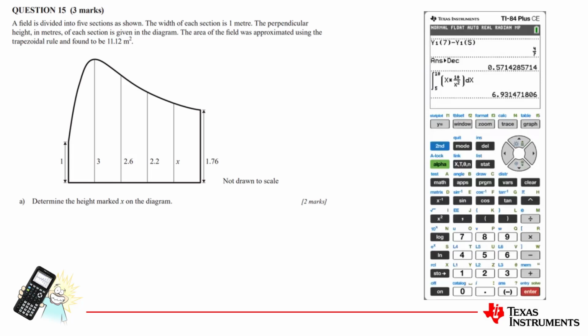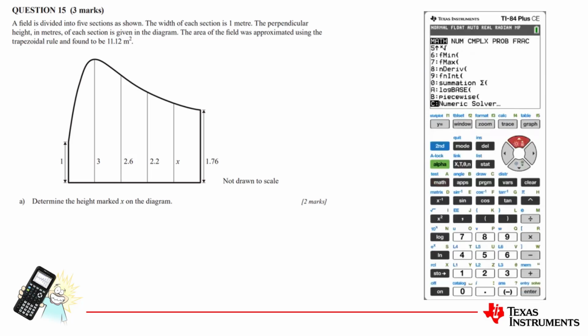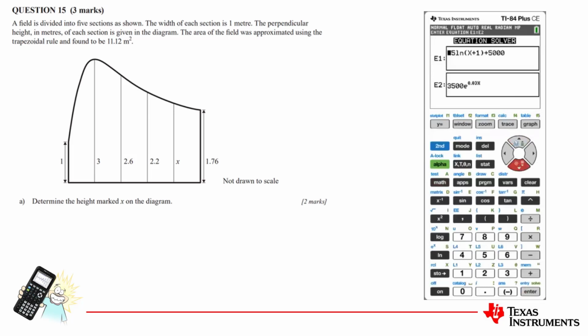I'm going to do that using the same numeric solver function as I did before. So if I go into C here, math, then up there, I'm going to delete the equations that I had before. And in equation 1, I'm going to put in my trapezoidal rule equation, but I'm going to have x instead of that value of f of x from that function. So the first thing is my width is 1, so that means that my delta x on 2 is just going to be a half.